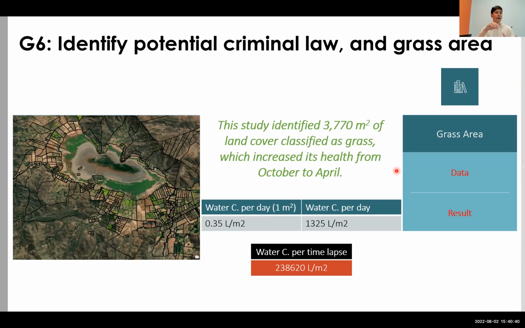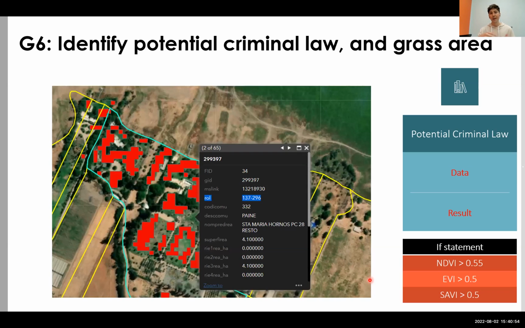So this is going to be a huge game changer, because right now we can say that in 6 months, all this basin used this amount of water to maintain or increase the health of this potential grass cover. And by using an if statement, we can select which pixels are more important to us and say to the local authority, go to that specific location because probably you're going to have an infraction over there.